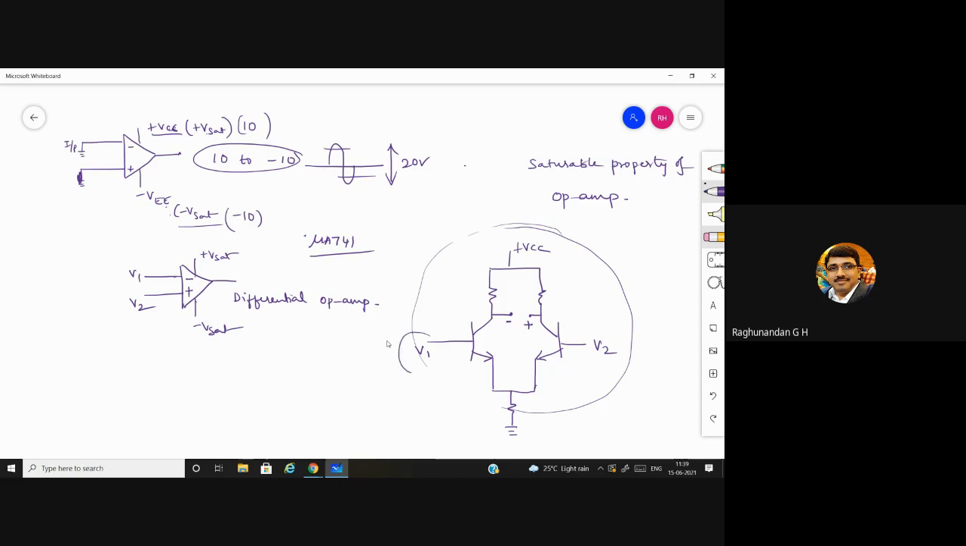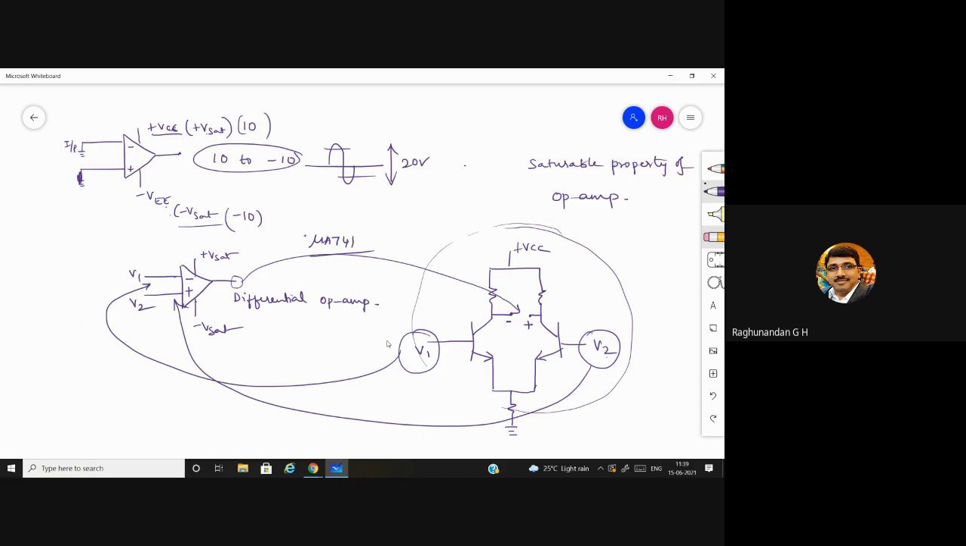So the inputs V1, V2, this indicates the inputs. So V2 is the positive and V1 is the negative. And the output, whatever you are having now, this output is this one, which is taken across the two collectors. Between the two collectors, we are taking the output.